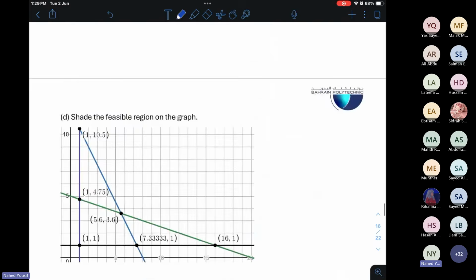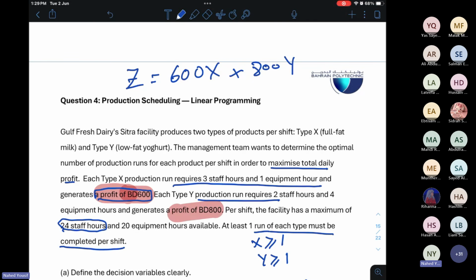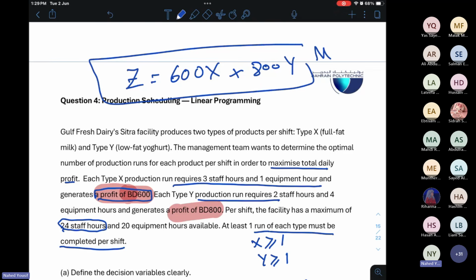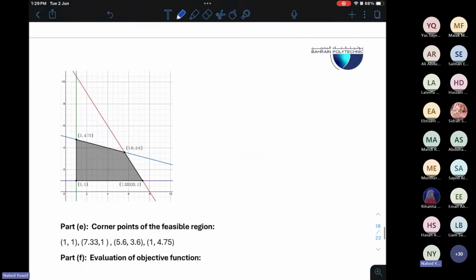How do we get the profit function from the original problem? The profit generated from X is 600, so 600X is the profit. So Z will be 600X plus how many from Y? From the equation here, the profit is 800. So this is what we want to maximize, and we call it our objective. So we get our objective function and our constraint functions, and we can just sit down and write it.